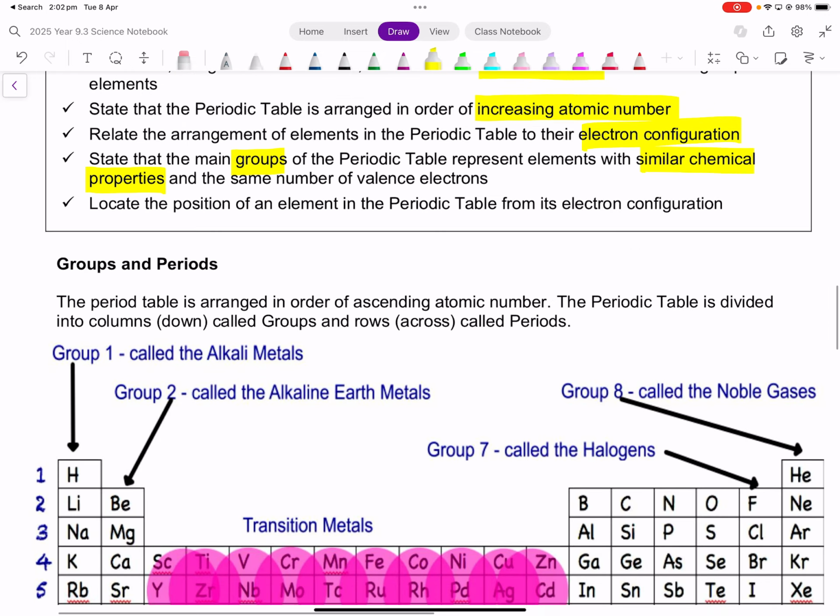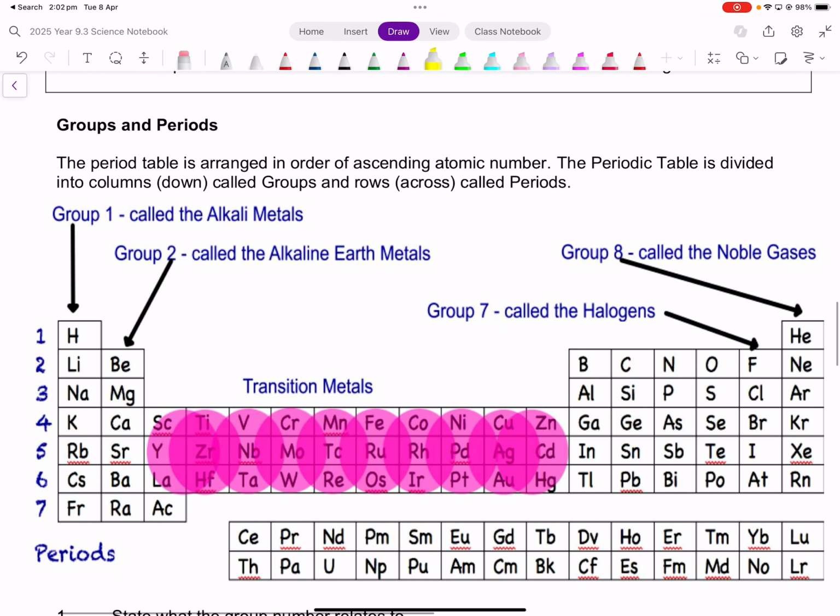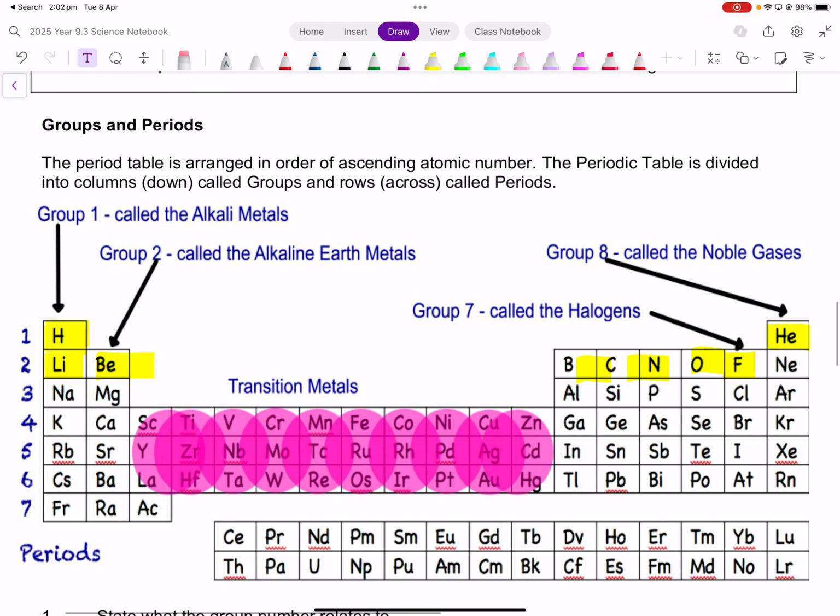So let's jump down first to groups and periods. The periodic table, as yours has been labelled, is arranged in order of ascending atomic number. What that means is we go from atom 1, hydrogen. You don't need to highlight these right now, but element 1 is hydrogen, element 2, helium, lithium, beryllium, boron, carbon, nitrogen, oxygen, fluorine, and so on. So as we go up in the periodic table, we increase each time by 1. And what does that increase of 1 mean? What does it actually mean? There is one more proton in the nucleus each time.